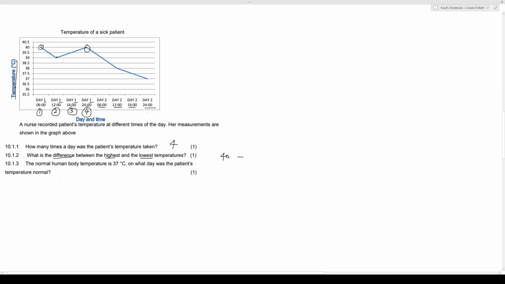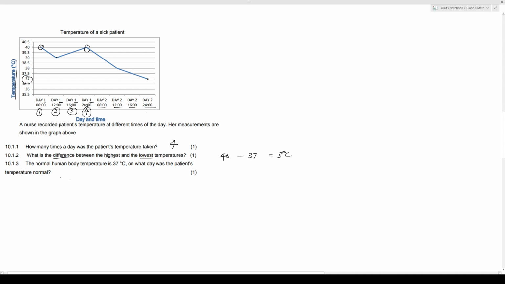So my highest is 40, and the lowest temperature, if I look at the lowest point, is somewhere there, and that matches up to 37. So the difference between 40 and 37 is 3 degrees Celsius.